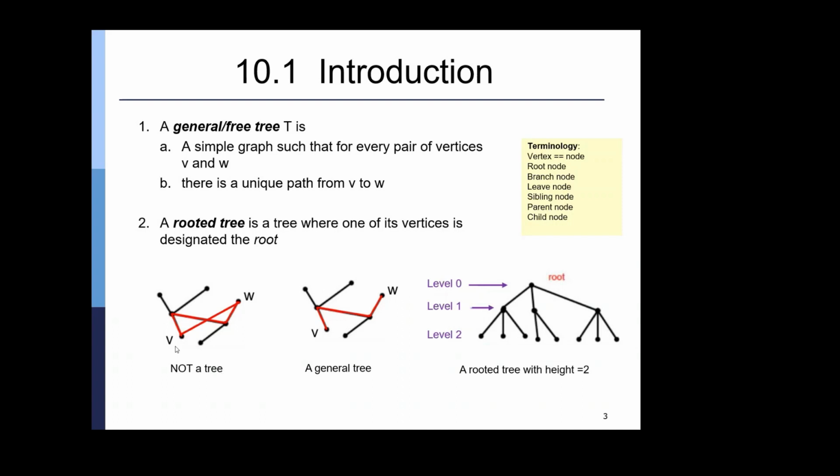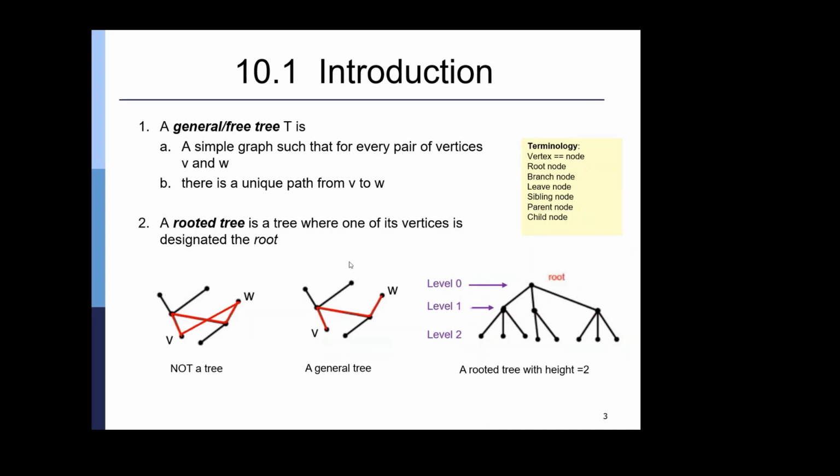So let us analyze the three diagrams below. Number one is a graph, but not a tree. How do we know? You look at this: from V to W, there are two paths to get from V to W. The linear path, very straightforward, or you can use the zigzag path. So this is not unique, and it's not a tree.